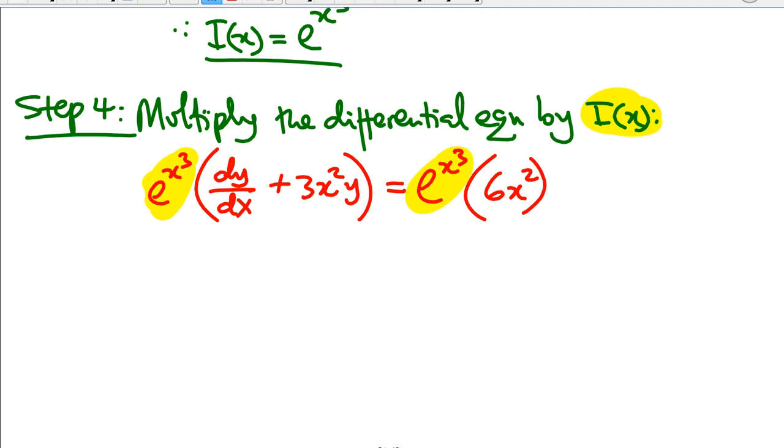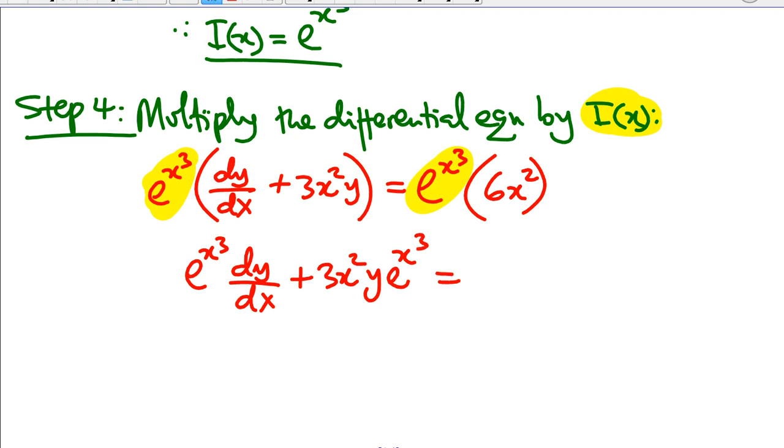Just simplifying this, expanding brackets. Okay, so yep, that looks good. 6x squared multiplied by e to power x cubed. Now I want you to pay attention to this bit.